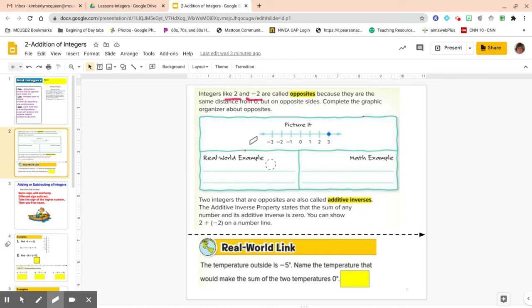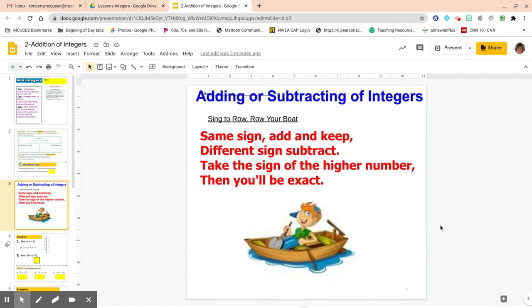So I hope you're ready to sing. This little song is sung to the tune of Row, Row, Row Your Boat. It helps us think about what we do with numbers that have signs in front of them. Same sign, add and keep, different sign, subtract. Take the sign of the higher number, then you'll be exact. Now, if we were in class, obviously we would make you sing this and have a lot of fun with it. But you certainly don't want me singing this for you. So I'm just going to keep repeating it as we go through the problems on this slide.